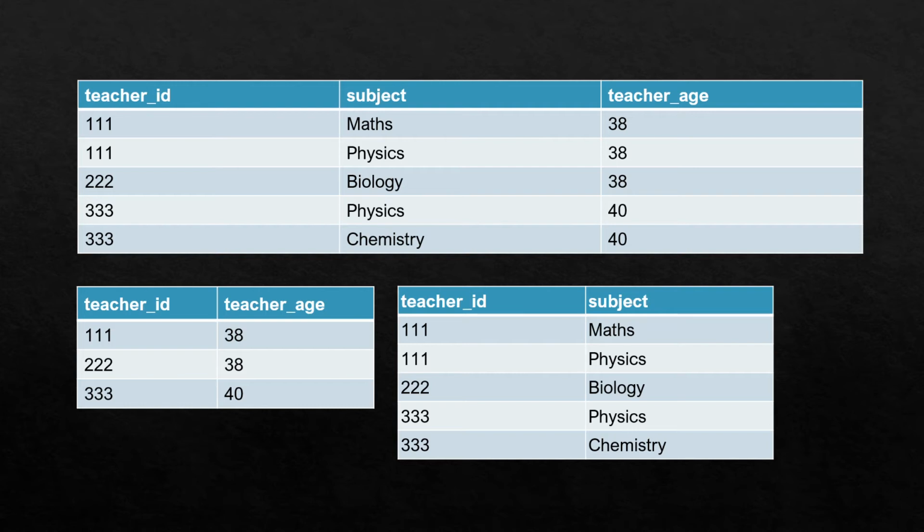The table is in first NF because each attribute has atomic value. However, it is not in 2NF because the non-prime attribute teacher age is dependent on teacher ID alone, which is a proper subset of the candidate key. This violates the rule of 2NF as the rule says no non-prime attribute is dependent on any proper subset of any candidate key of the table. To make this comply with the 2NF, we can break it into two tables: first, the teacher details table which contains teacher ID and teacher age, and second, the teacher subject table which contains teacher ID and subject. So now the tables comply with the second normal form.